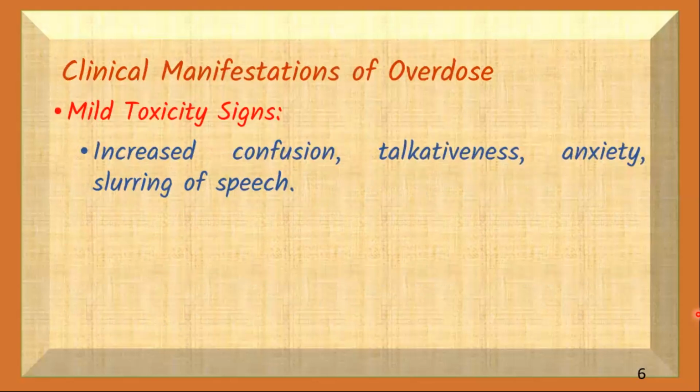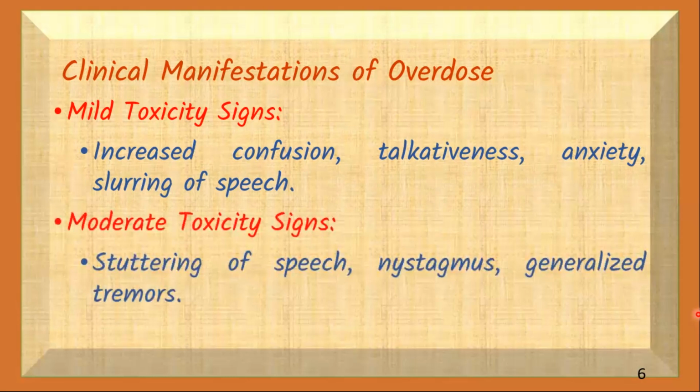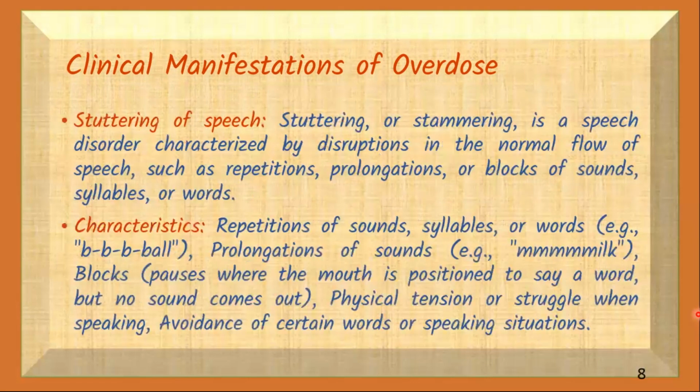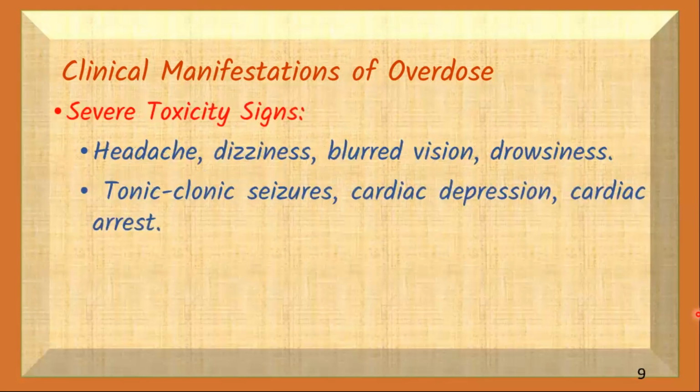The clinical signs and symptoms of overdose or mild toxicity may include increased confusion, talkativeness, anxiety, and slurring of speech. As the severity increases, look for stuttering speech, nystagmus, and generalized tremors. Slides 7 and 8 are for students who want to know about slurred and stutter speech. Severe toxicity can lead to headaches, dizziness, blurred vision, drowsiness, seizures, and cardiac issues.